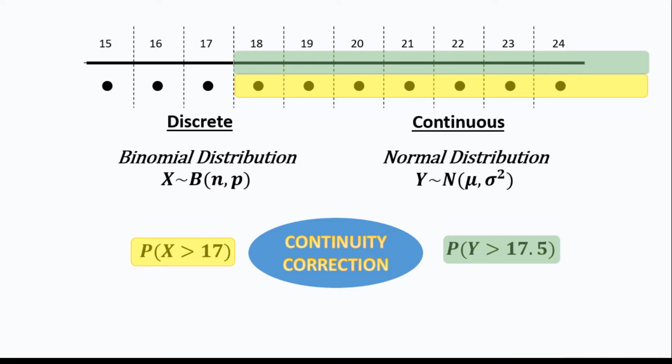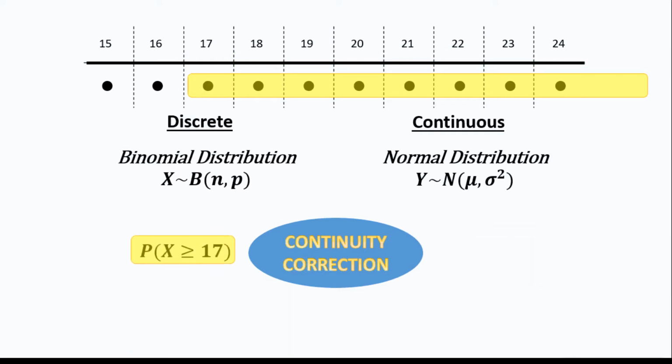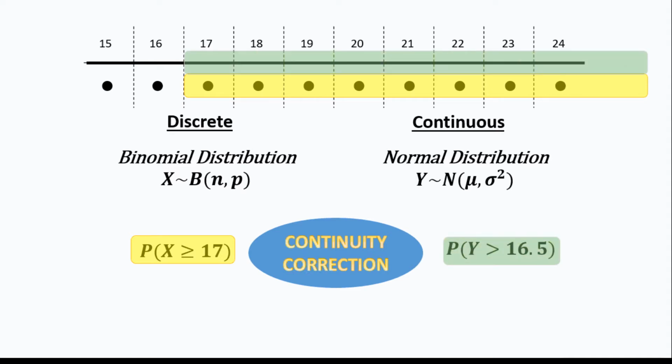Okay, so let's just change that a little bit. This time we'll make it the probability that x is greater than or equal to 17. So we are going to include the value 17, and as we apply the continuity correction, we're going to include the values within its bounds. So the continuity correction will be highlighted all the way from 16.5 upwards. So the continuity correction being applied gives us the probability that y is greater than 16.5.